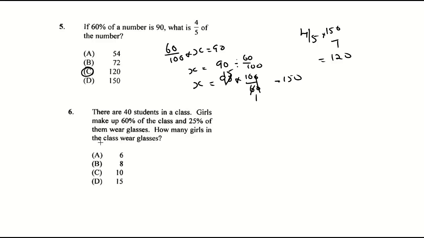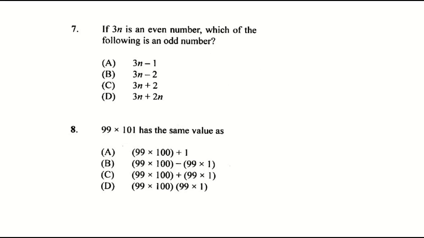This one is a repeat. I love to bring this question. How many girls in the class wear glasses? We know it was 6. Right? This one, we did this one. We said A was the answer. This one, we did this one. This was C was the answer.